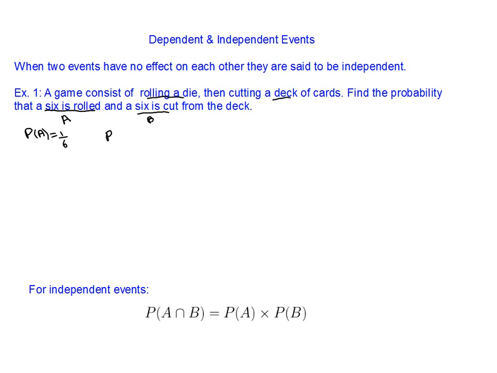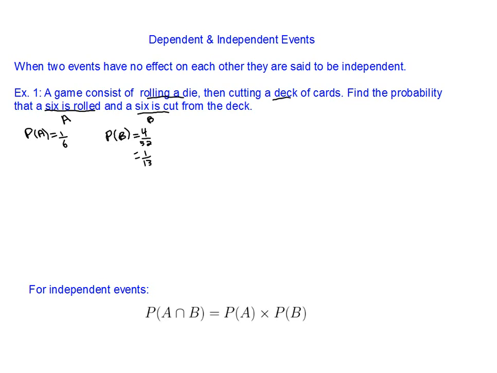If we're going to cut a 6 from a deck of cards, there are 4 6s in the deck of 52 cards. And we could reduce that to 1/13. Divide the top and the bottom by 4, and we get 1 out of 13.